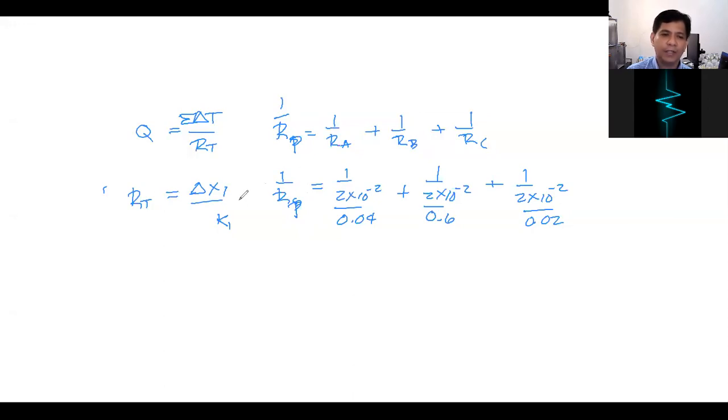Tapos pag nakuha niyo na yung R total, makakalculate niyo na yung final temperature dun sa block. Tapos pag nakuha niyo na yung final temperature sa block, tsaka niyo i-apply yung conduction equation para makuha niyo yung temperature dun sa air. Parang ganun yung plano ko. So, halimbawa ito, RP. So, tiyaga lang talaga. Madali lang naman yan. Basta naiisip niyo lang naman, kaya niyo naman gawin yun.